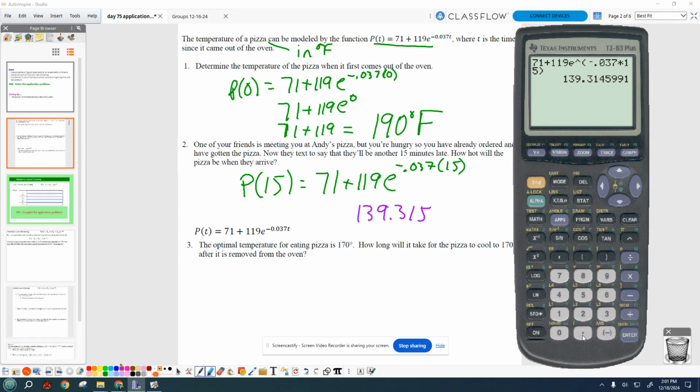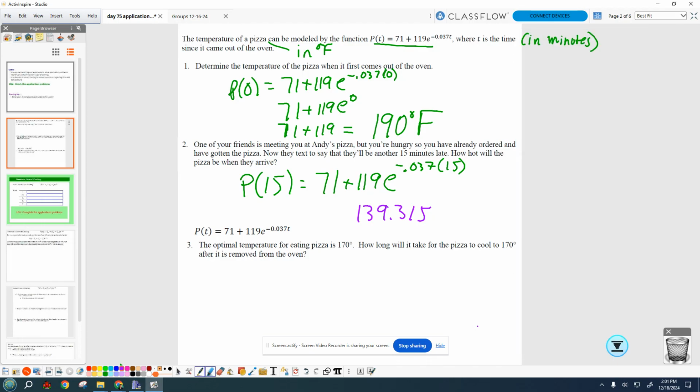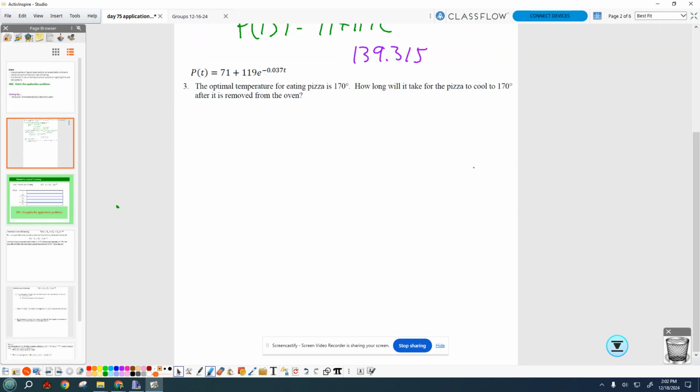But you guys all got it? Anyone not get this on a calculator in some manner? Okay, the hard question is number 3. Anya, how do I set up something to solve for number 3? This is the equation for the pizza temperature.